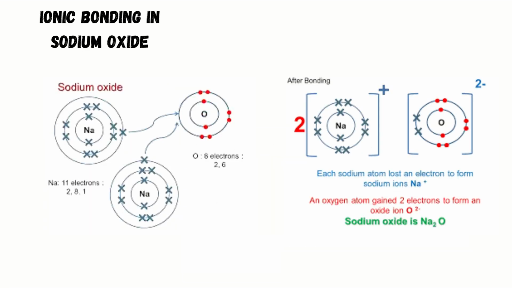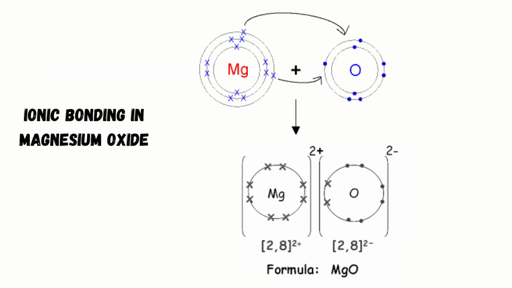Another example of ionic bonding is sodium oxide. Here you can see each sodium atom is giving 1 electron to an oxygen atom. The sodium gains a positive charge, and oxygen, since it receives 2 electrons from the two sodium atoms, gains 2 negative charges. Ionic bonding in magnesium oxide is also shown here. Magnesium gains a 2 positive charge, oxygen a 2 negative charge.